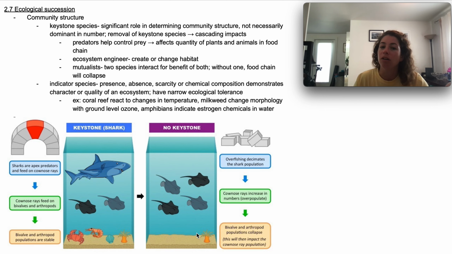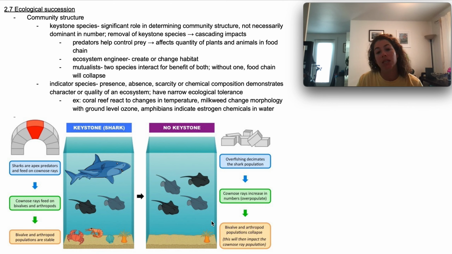Other examples of this are ecosystem engineers, like alligators that build alligator holes, or beavers that increase the water table. They create or change the habitat in some way to provide a habitat for all of the other individuals living in that ecosystem. And then a mutualist, where you have two species that benefit, and without one, the whole food chain will collapse. Think about bees pollinating plants. That's an example of a mutualistic relationship that ends up supporting the entire ecosystem.